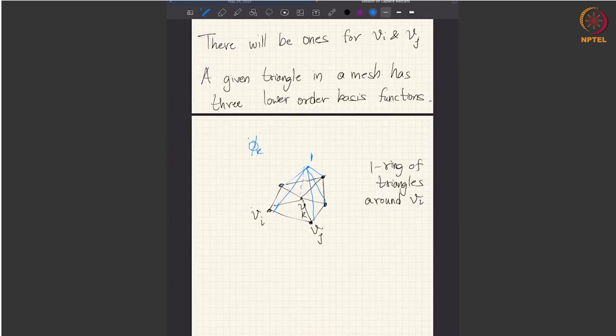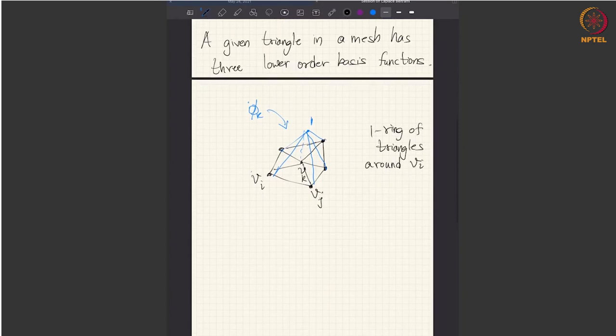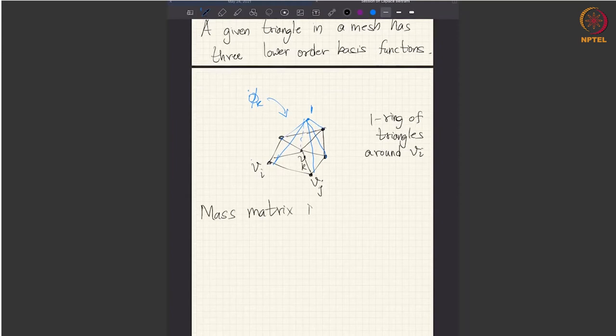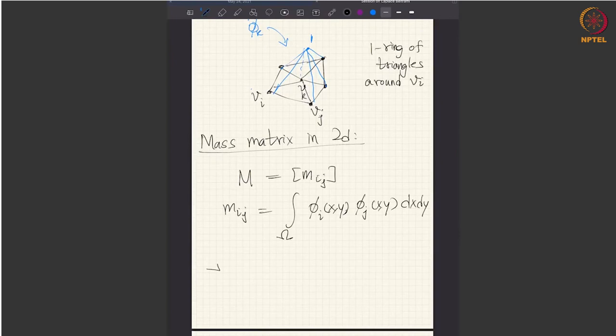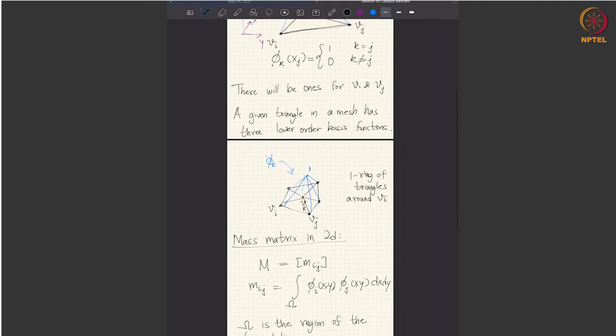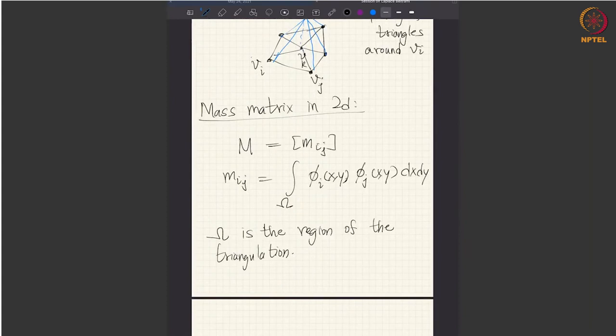Okay. Now, what is the mass matrix? The mass matrix is essentially the same mass matrix in 2D. It's the same in any dimension, to be honest, as an expression. The mass matrix entries are going to be of this form, Mij, where Mij is the integral. Now I have to integrate on the two-dimensional region, which is essentially the triangle mesh. I'll have something like phi i(x,y), phi j(x,y) dx dy, where omega is the region of the triangulation. So the triangulation itself is part of some bigger region, like that square that I showed you, and I have to integrate this product of basis functions on the whole region.